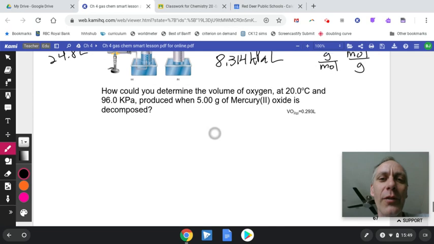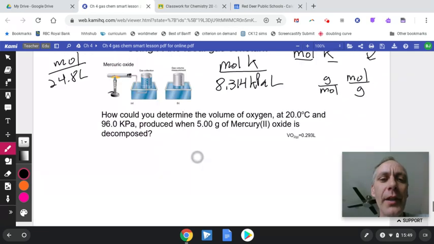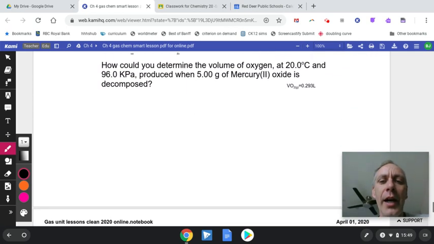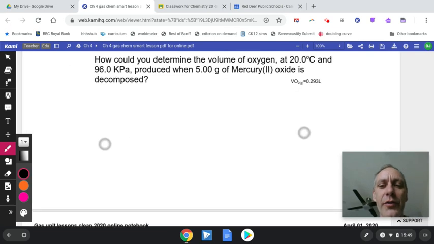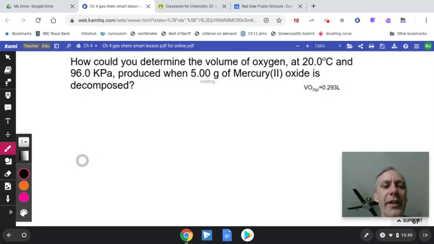Okay, let's rock and roll. So first question. How could you determine the volume of oxygen at 20 degrees Celsius and 97 kilopascals produced when 5 grams of mercury 2 oxide is decomposed?